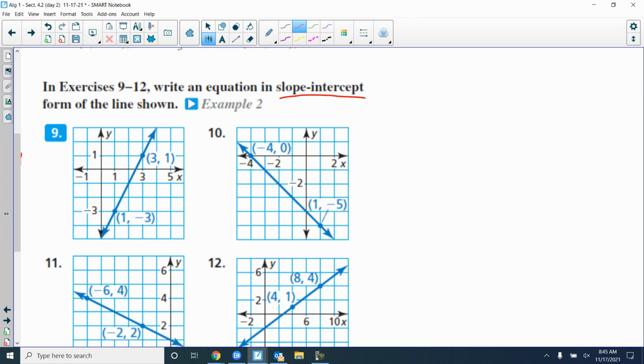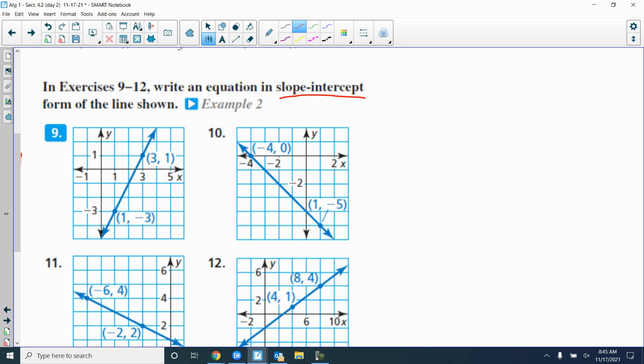Now, do you guys understand why you can't put it in slope intercept right away? Because you don't know the y-intercept. Does everybody see that? You don't know the y-intercept, so you have to put it in point slope first, then change it to slope intercept. Good, thank you. Yeah, 9 and 11 should have been in slope intercept. Does anybody have any questions on how to do that?